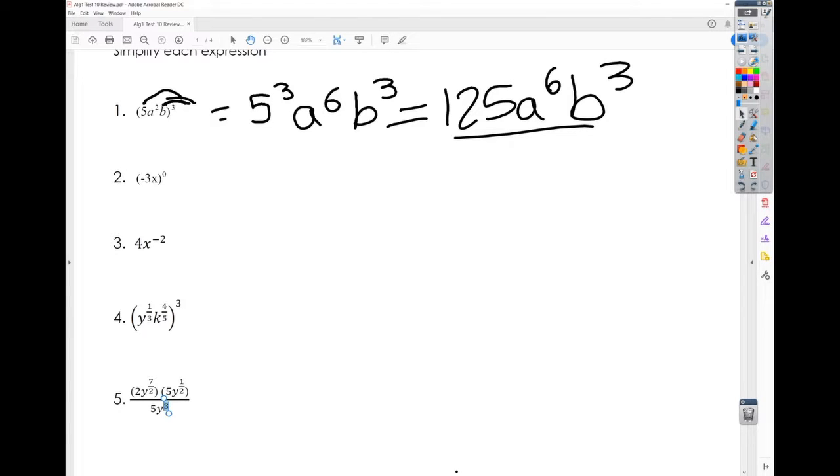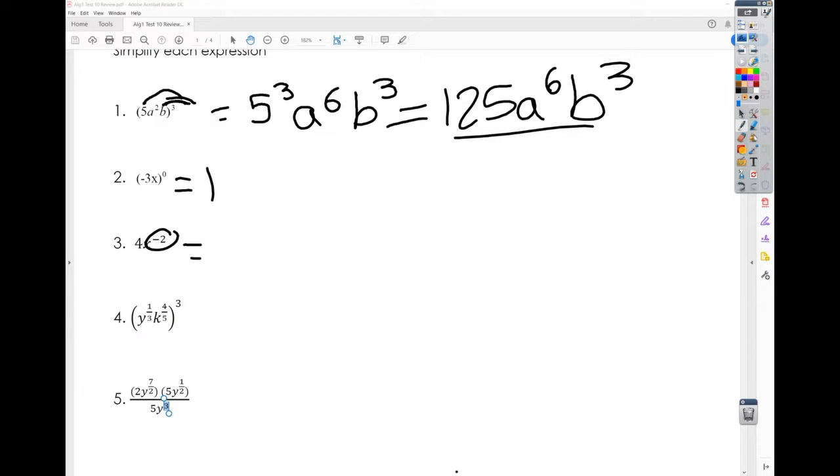Okay. Now then on number 2, sorry about that. I just had to make sure that it was still recording. On number 2, negative 3x to the 0 power. Well, anything to the 0 power is equal to 1, so that's just going to be equal to 1. Remember that we don't want to have answers that have negative exponents in it.